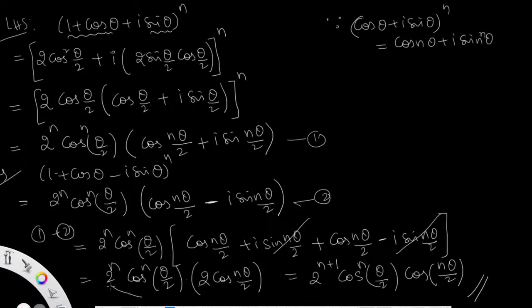Here 2 power n and 2 is nothing but base are equal, so the powers should be added. That's why we are writing here 2 power n plus 1 into cos to the power of n of theta by 2 cos of n theta by 2. That's all. This carries 7 marks. So all of you please make a note.